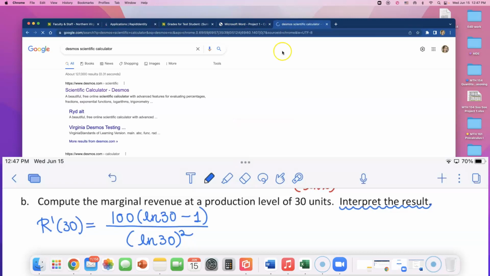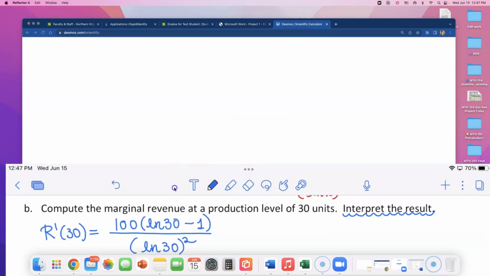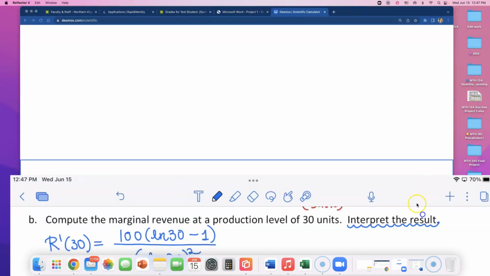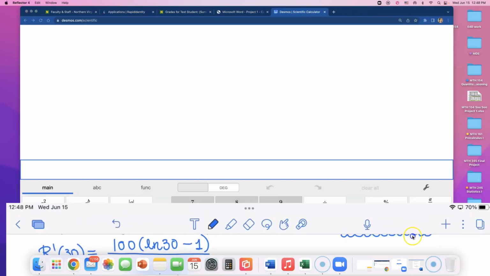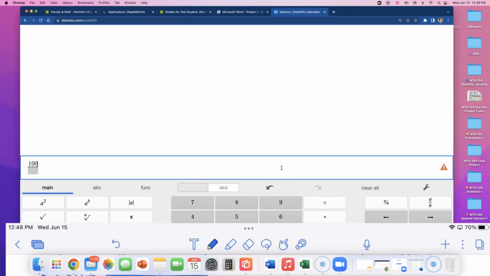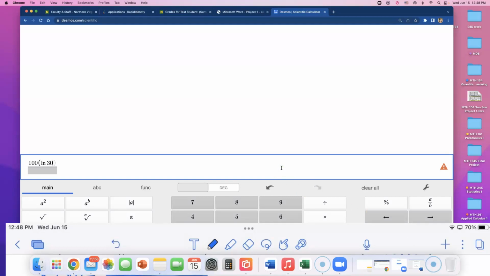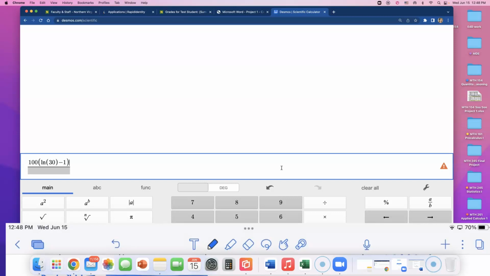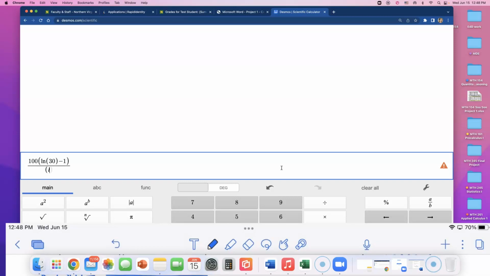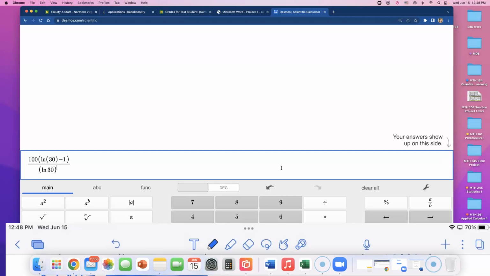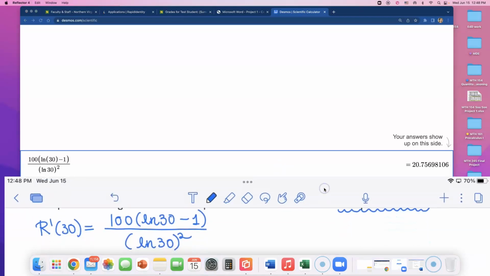Desmos's scientific calculator. So over here, let me type this work in. 100 times natural log of 30 minus 1. You know what? It worries me. I'm going to put that log argument of 30 in a parenthesis so that it doesn't do 30 minus 1 and make it 29. So that's the numerator, and the denominator is natural log of 30 raised to the second power. So that's what I got: 20.7569. That number doesn't really make any sense to me right now, but that's why we are going to write an interpretation of this number together.